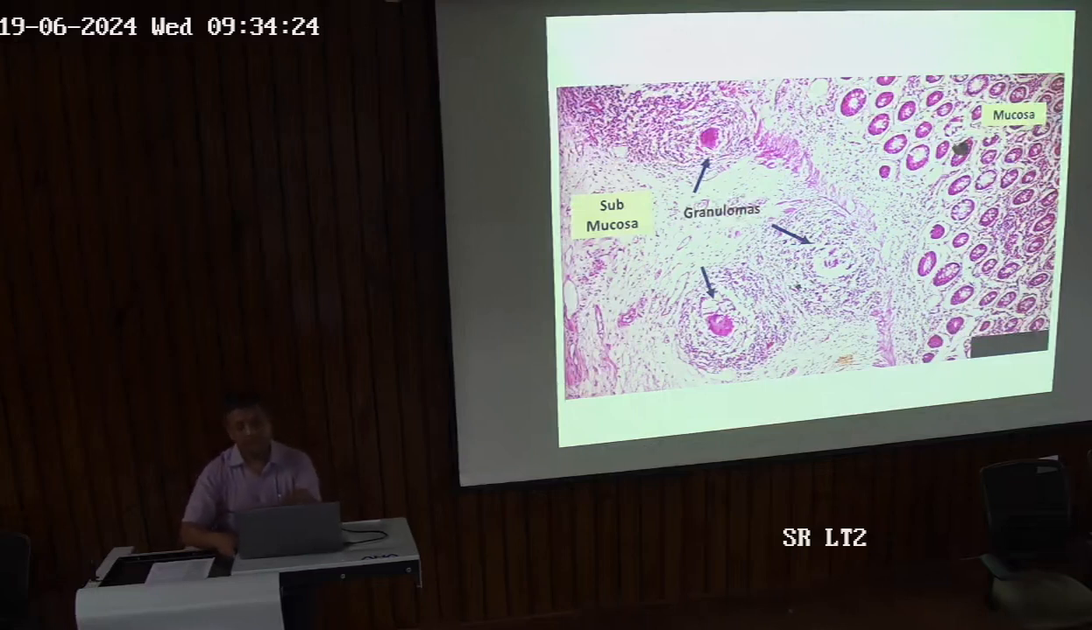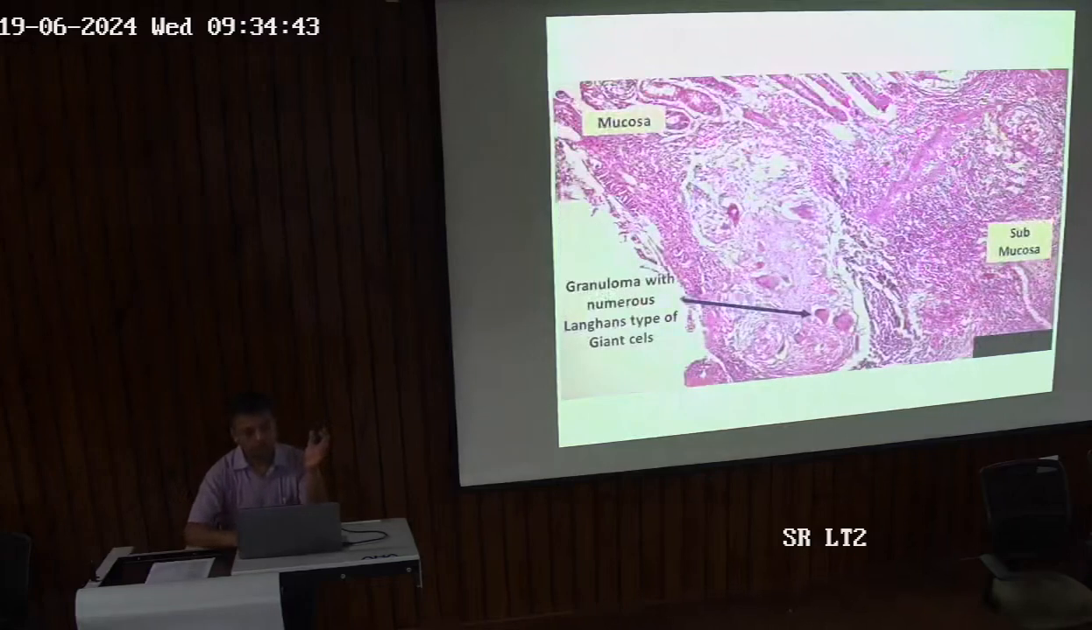So to identify that it's intestinal tuberculosis, you will have to see the mucosa. If the mucosa with the glands is present in the upper part, that is an intestine. Then in the submucosa, we will find well-defined granulomas made up of necrosis, giant cells, epithelioid cells, and lymphocytes. Again, the mucosa is intact. We can see the glands and a well-formed granuloma with the Langerhans type of giant cell.